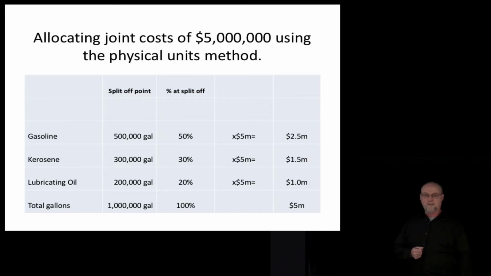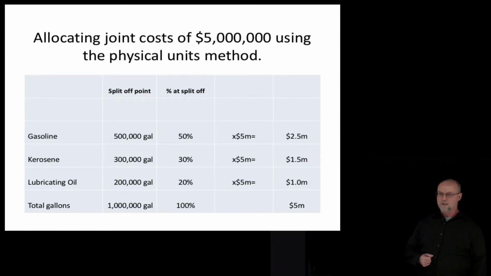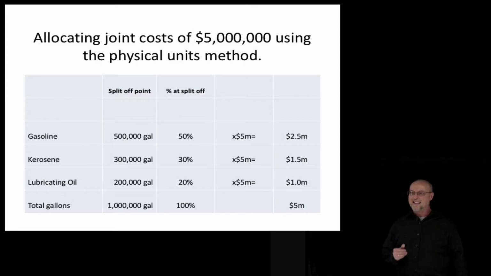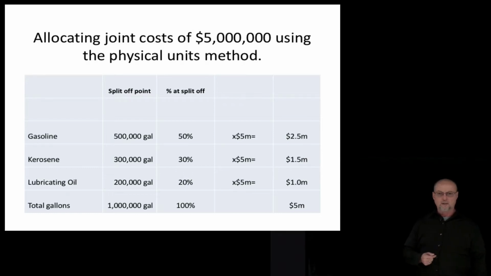So 500,000 gallons divided by a total of 1 million is 50%. 300,000 divided by 1 million is 30%. 200,000 divided by 1 million is 20%. That's the physical units. So we're going to allocate the $5 million based on the quantity of product that ultimately will be produced for our 3 different products.